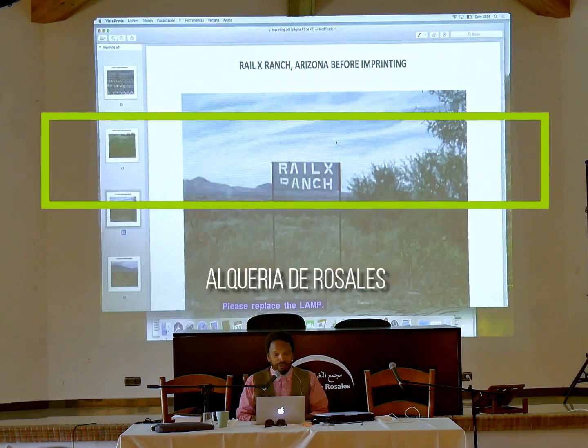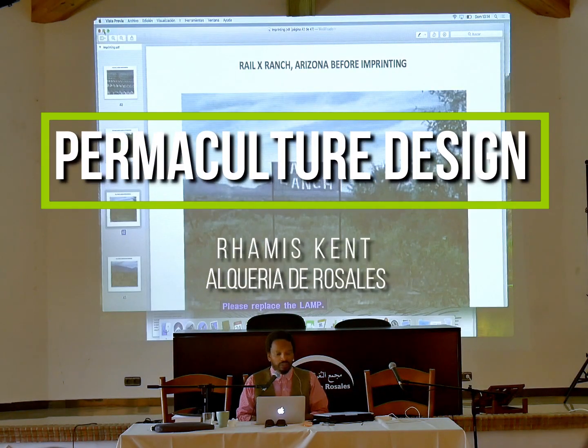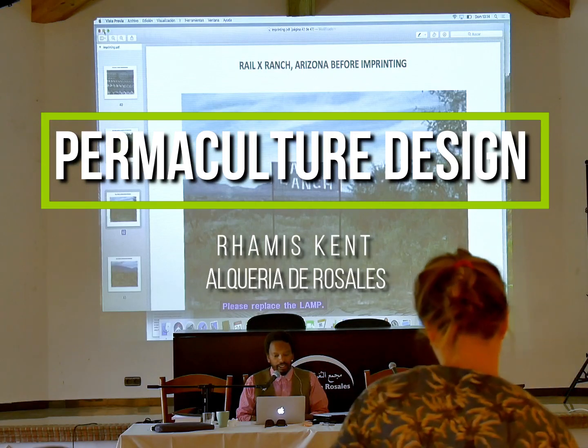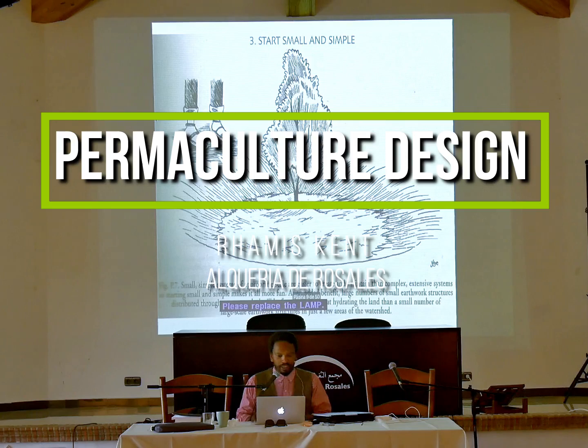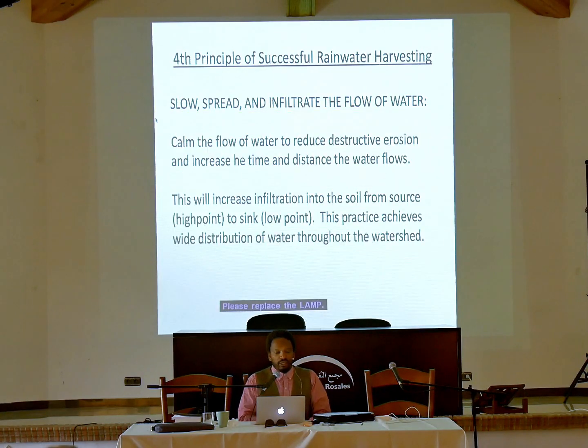Okay, so that principle of using small, slow solutions is an important one. It's a very smart strategy to implement. Number 4: slow, spread, and infiltrate the flow of water.